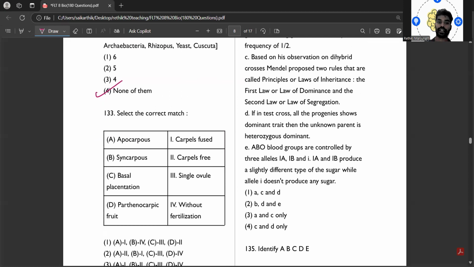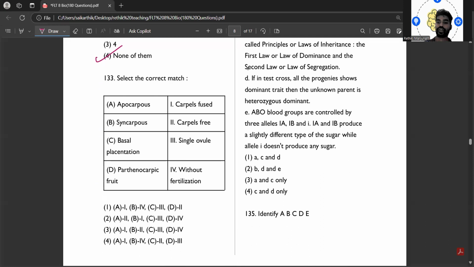133 is: select the correct image. For this, it is carpels, apocarpous, then syncarpous. Can you guess any? Yes, carpels fused. Then for the other, it is a single ovule, correct. This is also correct. So the second one is the correct one.